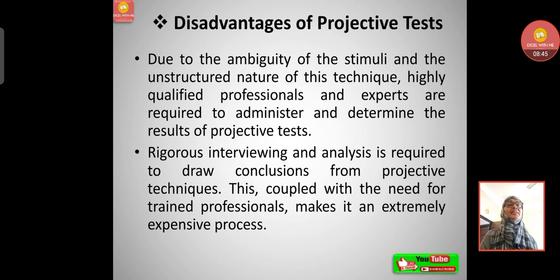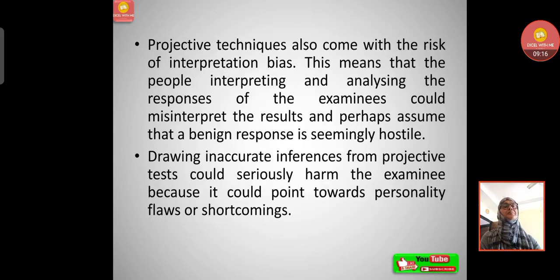Now, let's see the disadvantages of projective tests. Due to the ambiguity of the stimuli and the unstructured nature of this technique, highly qualified professionals and experts are required to administer and determine the results of projective tests. Rigorous interviewing and analysis is required to draw conclusions from projective techniques. This, coupled with the need for trained professionals, makes it an extremely expensive process.